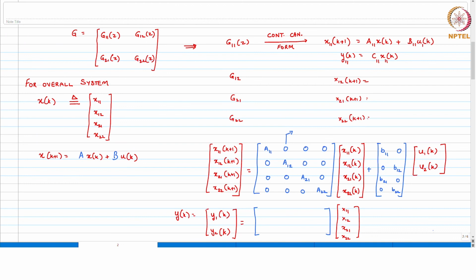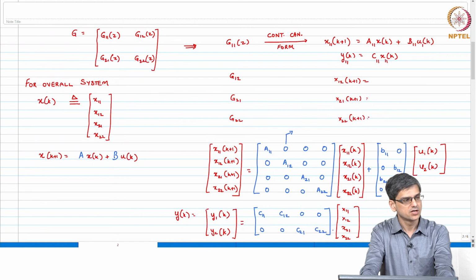And likewise, y1 is C11 multiplied by x11 plus C12 multiplied by x12 plus 0 multiplied by x21 plus 0 multiplied by x22. And y2 is likewise. That becomes your MIMO state space.